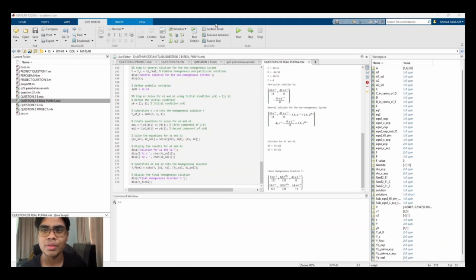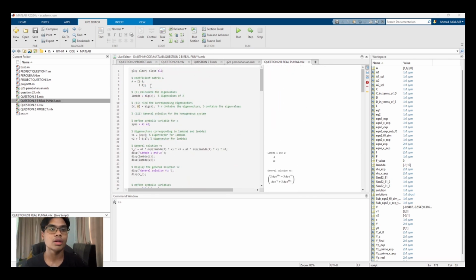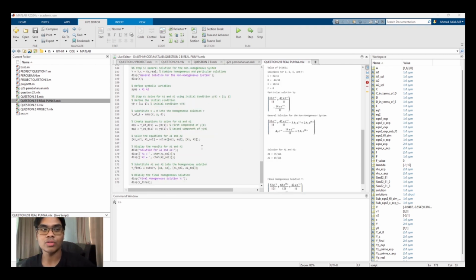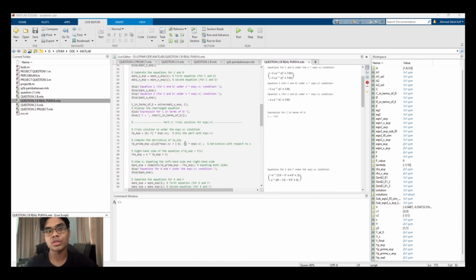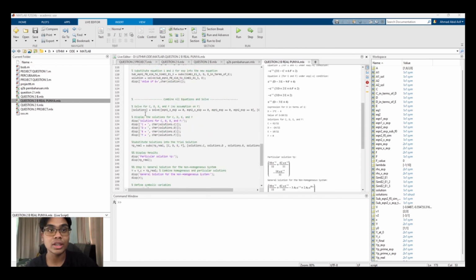My name is Ahmad and I'm now going to explain the coding for question 2B, and I'll make it simple and clear. As you can see, the coding right behind me is how the code looks. There are 3 parts in all. This code provides a systematic approach to solving a system of first order linear differential equations.